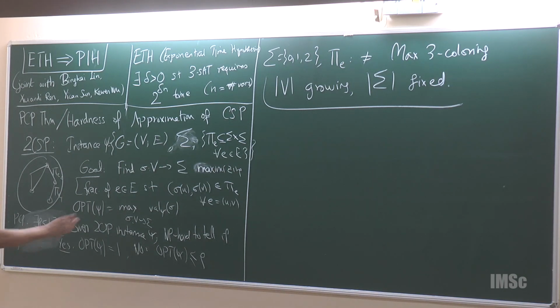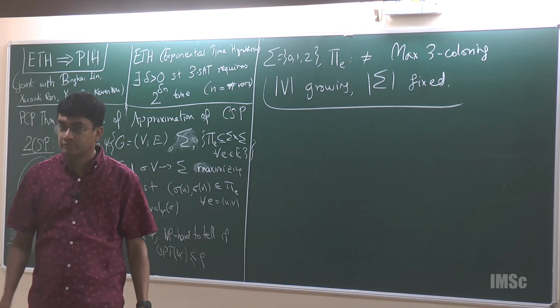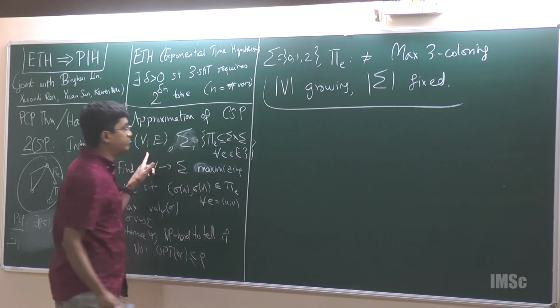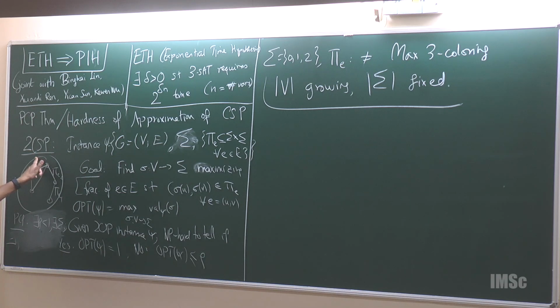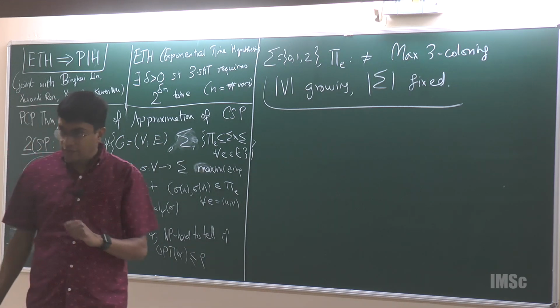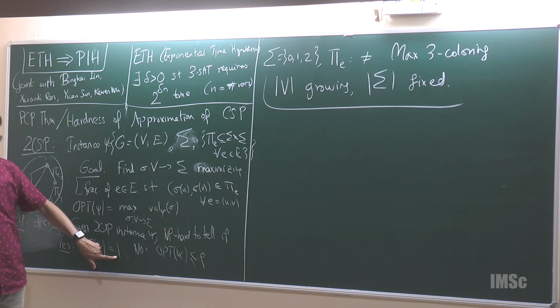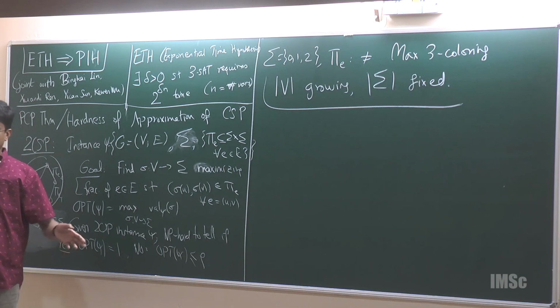So what happens when sigma equals 2? When sigma equals 2, you can get the same thing, but you won't get a 2 CSP, you need to have a 3 CSP. So the constraints will depend on 3 or more variables. You can do that, or instead of insisting this is 1, you can say this is 0.9 and this is 0.8, and then also you can get hardness.